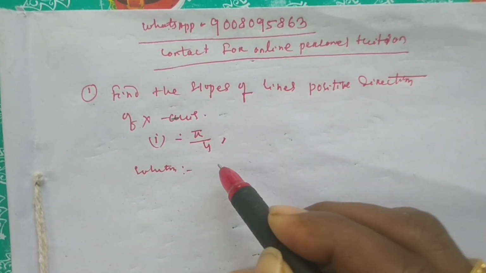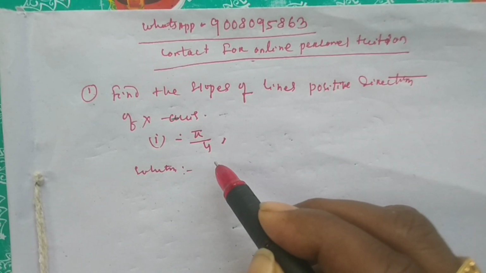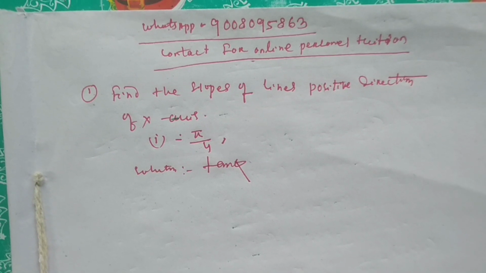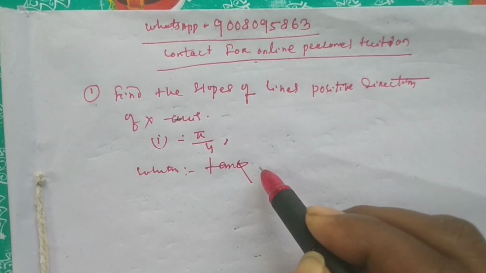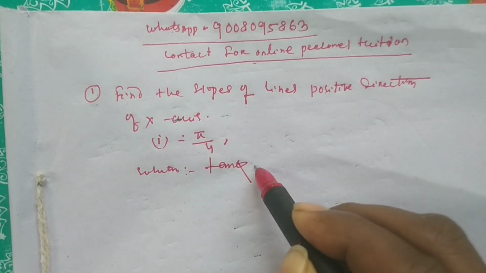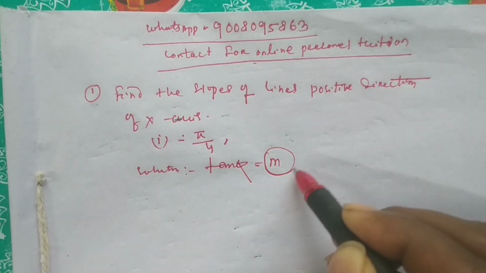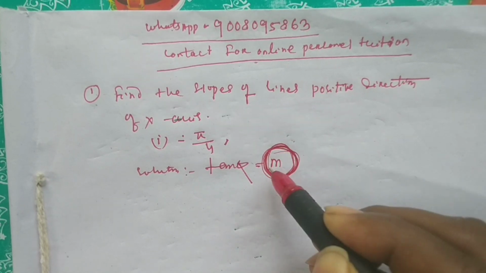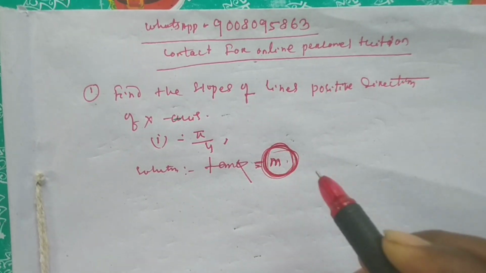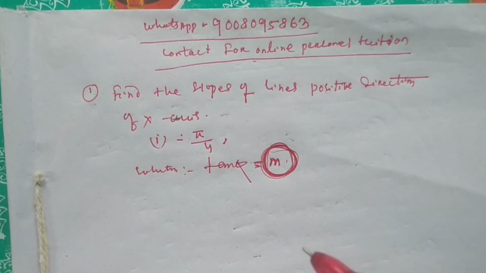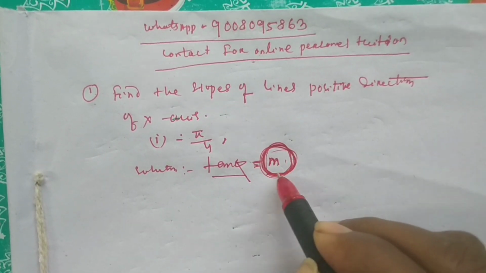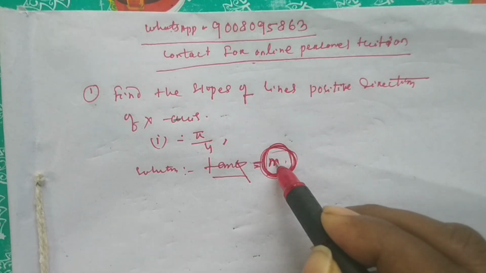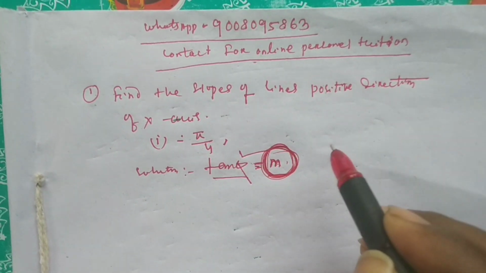We know that when the slope is asked, first we take tan theta. Here tan theta is equal to m. This is the slope. Always we take the slope as the variable m. So tan theta is equal to m, where theta is minus pi by 4.